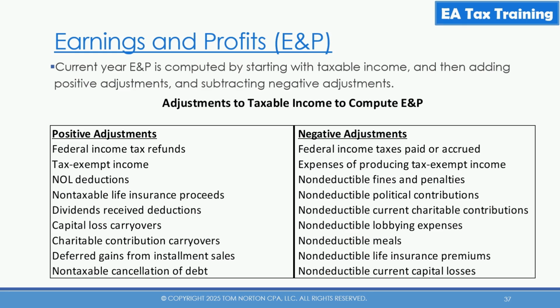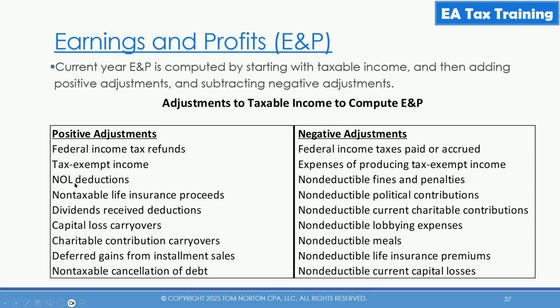It's similar, if you're familiar with accounting, to retained earnings. It's a similar type of concept. So specifically, here's what you do in order to compute it. You start with taxable income, then you're going to add any of these things that you may have. Federal income tax refunds, not taxable, but they are an economic benefit to the corporation. So you're going to add those. Tax exempt income, same idea. You didn't include it in taxable income, but the corporation got the money, so we're going to add that.